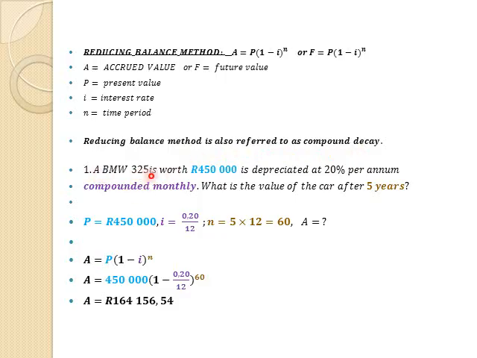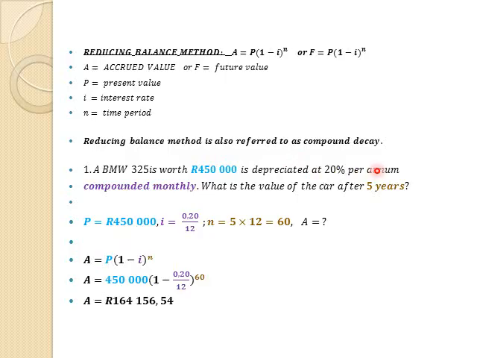So, a BMW 325iS worth 450,000 is depreciated at 20% per annum, compounded monthly. What's the value of the car after 5 years? Now the key with this problem is the compounded monthly that comes in. So we all naturally assume there are 12 months in a year, right? So my present value is 450,000.